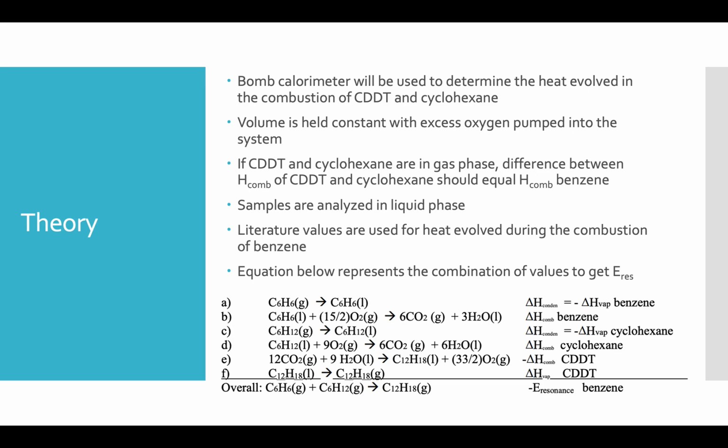In the gas phase, one might assume that the sum of the heats of combustion of benzene and cyclohexane would equal that of CDDT. This assumption neglects some important chemical characteristics, however. First, benzene is a conjugated molecule. This causes additional stability compared to that of cyclohexane and CDDT. This stability is the resonance energy mentioned earlier. Thus, the difference between the enthalpy of combustion for benzene plus cyclohexane and CDDT is the resonance energy.